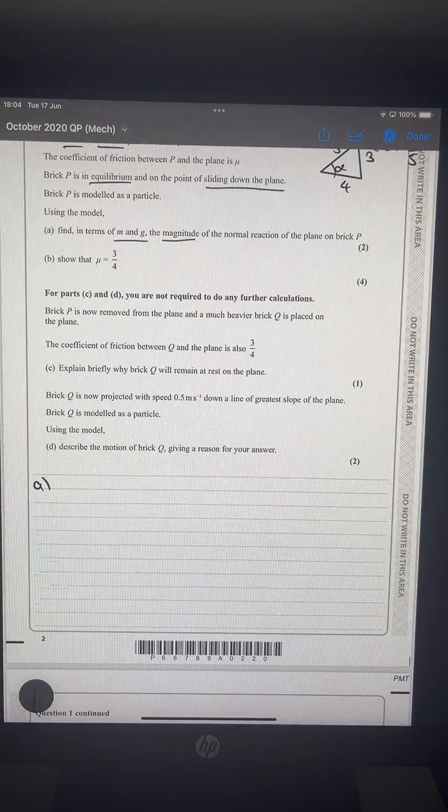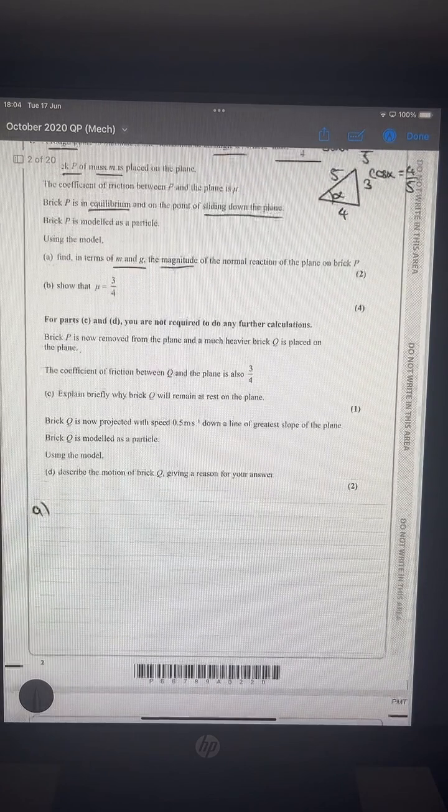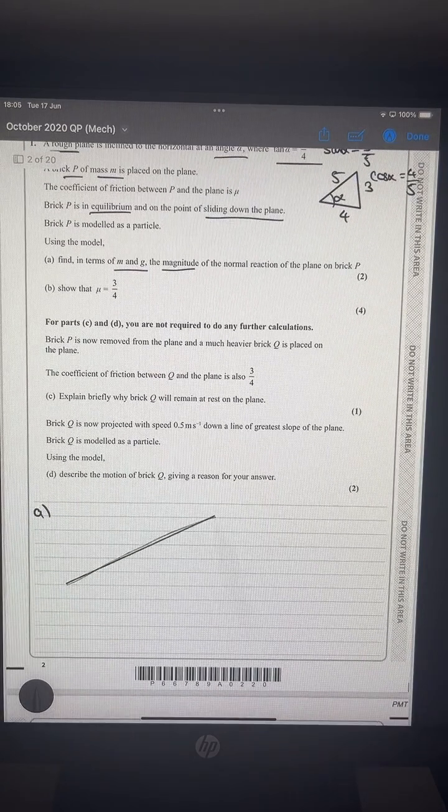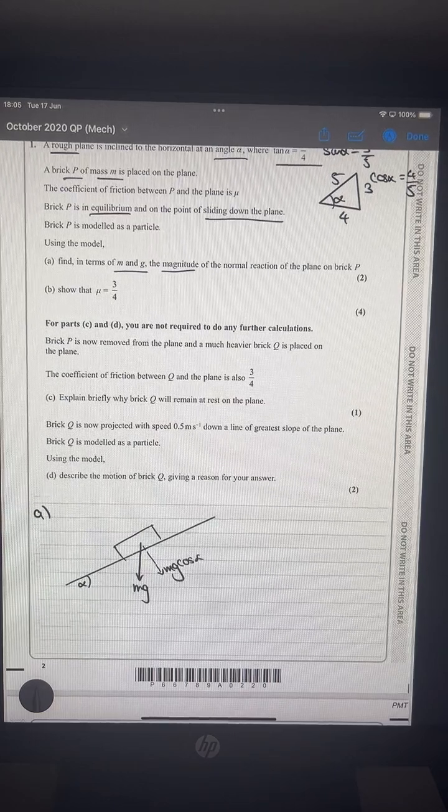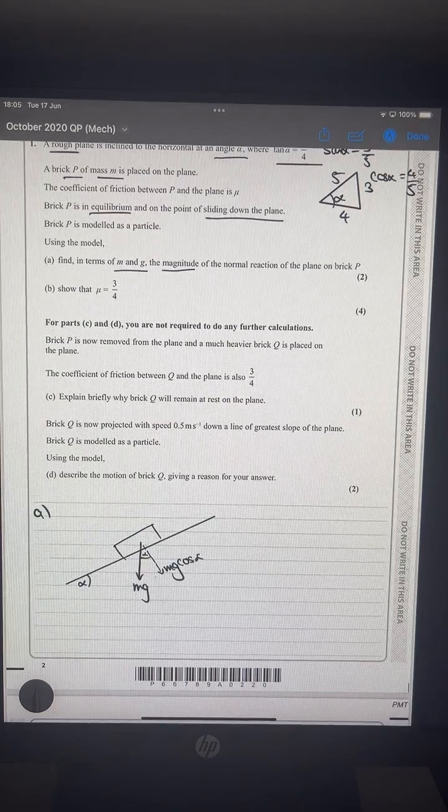What I'm going to do is draw the entire situation happening. Firstly, I know it's on a slope, so I'm going to draw my slope, and this angle here is just alpha. It's a rough slope, and I've got the brick placed there. What's its mass? Its mass is m. So the weight, which is the force of mass, is mg. Remember, when doing these, we have to resolve parallel and perpendicular to the slope. So perpendicular is mg cos alpha, because this is also alpha. And going down the slope, this is mg sine alpha.